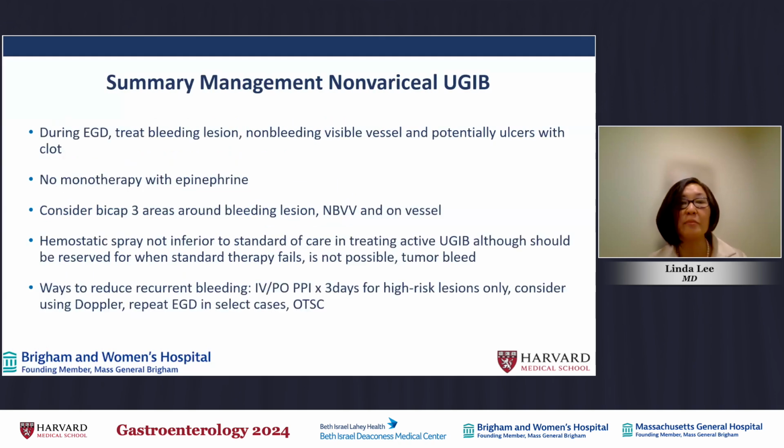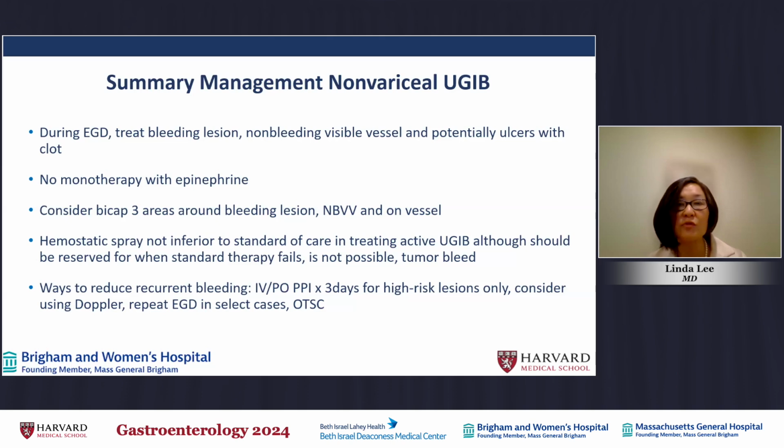During the EGD, of course, treat bleeding lesions, non-bleeding visible vessels, and potentially ulcers with overlying clot. You can consider injecting epinephrine and then carefully cold guillotining those off to try to expose the underlying lesion. Again, do not do monotherapy with epinephrine injection. Consider bicapping in 3 areas around the bleeding lesion as well as on the vessel. Hemostatic spray does not seem to be inferior to standard of care in treating active upper GI bleed, although it should be reserved for when standard therapy fails, is not possible, or definitely as primary therapy for tumor bleeding.